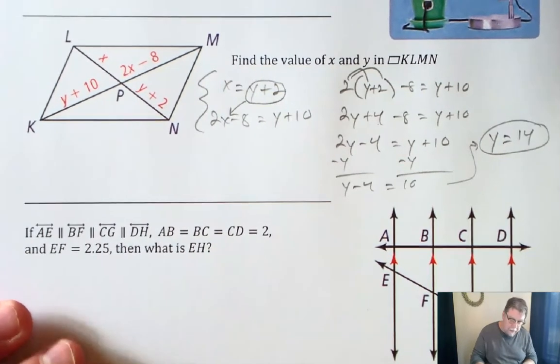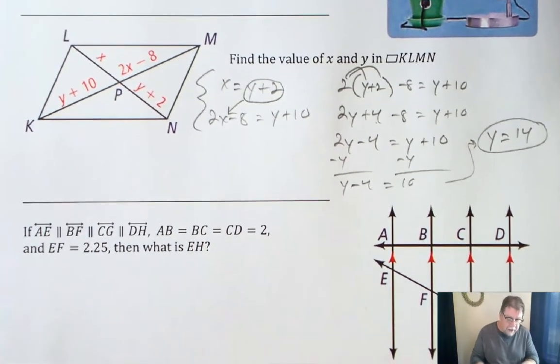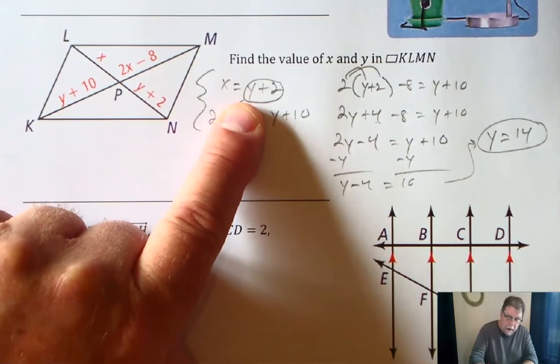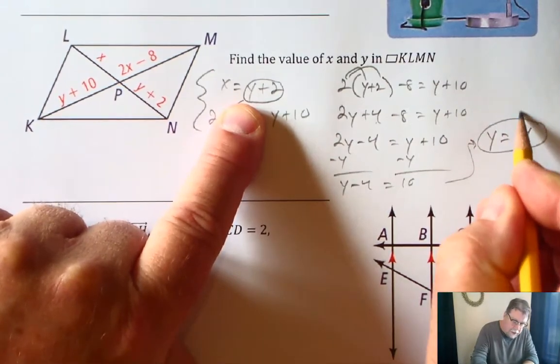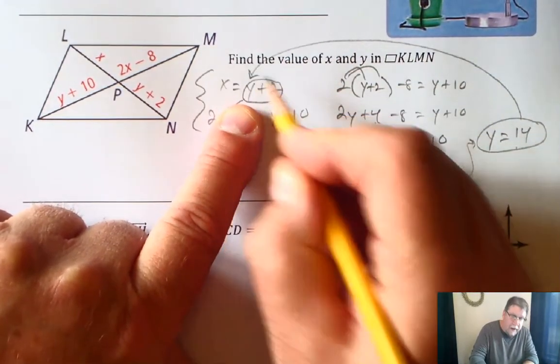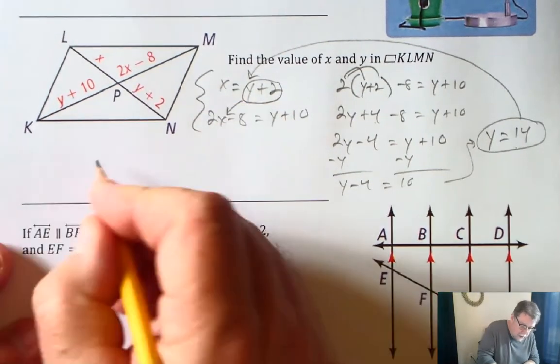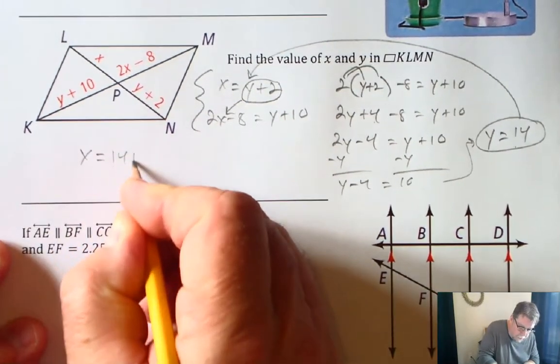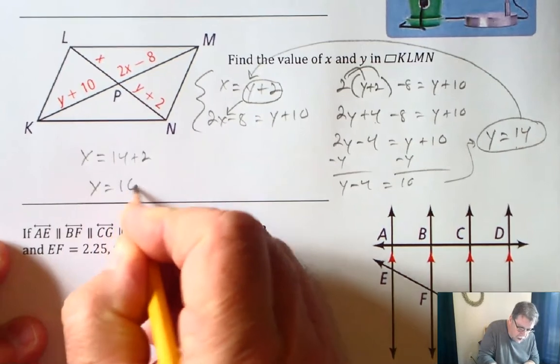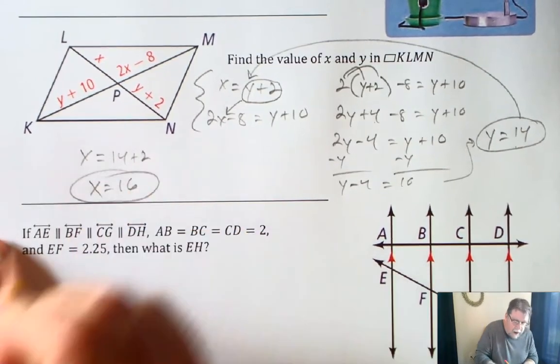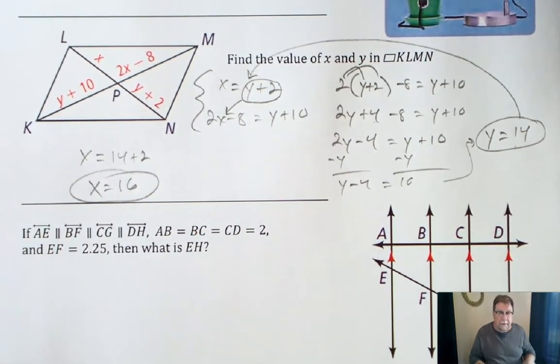y is 14. All I need to do now is figure out what x is, and the answer to that is right over here. I have 14 for y. That answer is going to come all the way over here and get replaced in where y is. So x equals 14 plus 2. So x will equal 16. And there's the answer to that example.